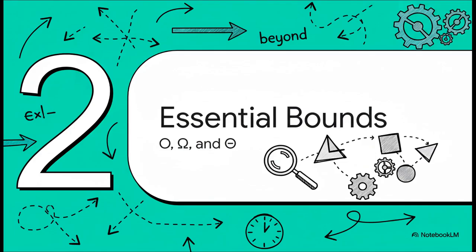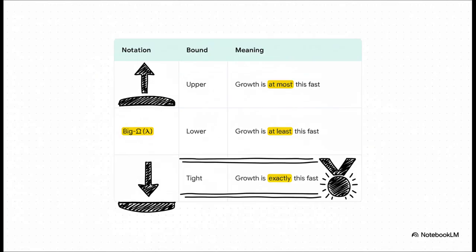And to really speak this language fluently, we need to go beyond just Big O. We need to get to know its siblings. Using the right notation shows a much deeper level of understanding. Precision is everything here. Think of it like this. Big O is the ceiling. It gives you an upper bound. The algorithm's runtime will grow at most this fast.